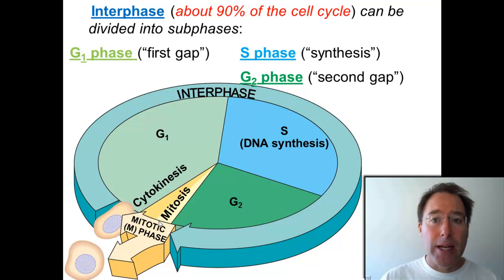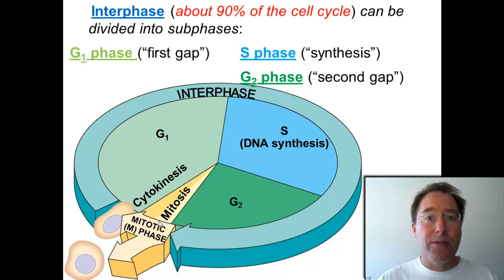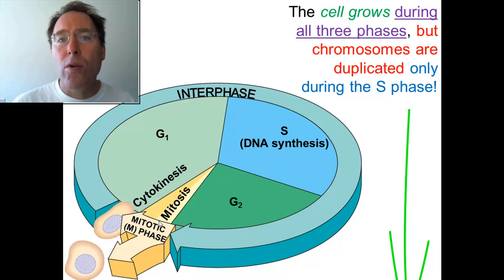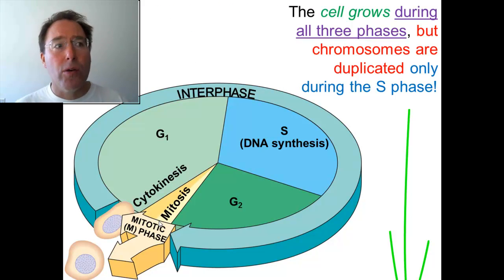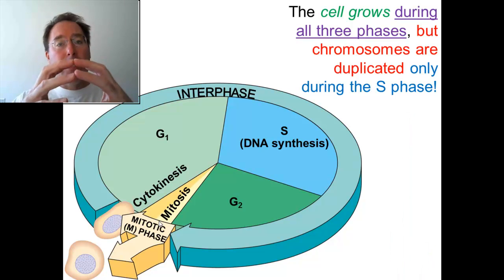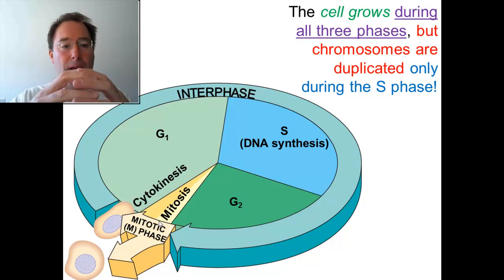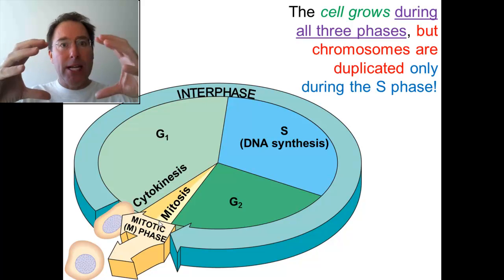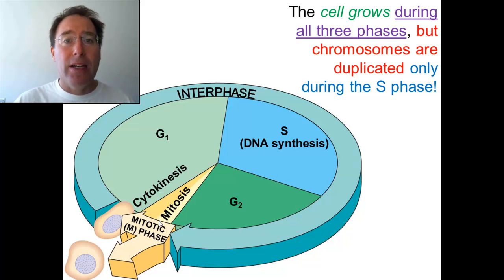Well, here's a little bit of information. I don't know what gap means off the top of my head, but here they are, the G1, S, and G2 phases. It says here that the cell grows during all three phases, and this is true, especially in eukaryotic cells that don't have a cell wall. We're saying non-plant cells, like maybe cells in a human's body. The cell will actually get bigger. You can see it under a microscope over time actually get huge.